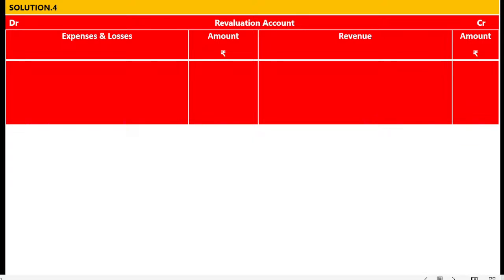Increase in the PDD, write on the debit side of the revaluation account. On decrease in the PDD, write on the credit side of the revaluation account. Now the situation is an increase in the PDD because 1,000 became 1,200. The increase is 200. That's why the journal entry is revaluation account debit to PDD. New PDD minus old PDD. New PDD is 1,200 minus old PDD is 1,000. Difference amount is 200. This is step number 1.